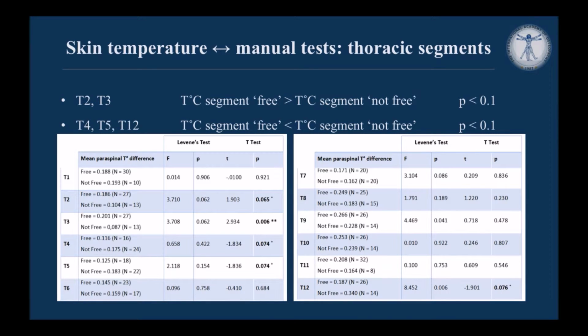When performing an independent sample t-test of the individual segments, the following results were found. T2 and T3 showed a higher paraspinal right-left skin temperature difference if the segment was manually diagnosed as free, while in T4, T5 and T12, a higher right-left skin temperature difference was found in the segment that was not free.